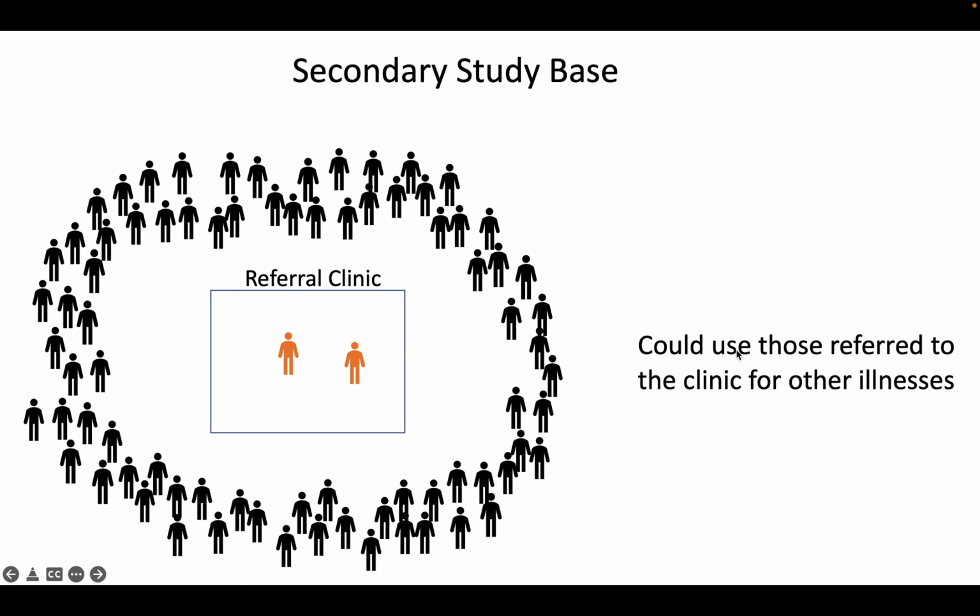One way to get around that is to use those that are referred to a clinic for other reasons other than the disease of interest. So if this is a gastroenterologist, a stomach doctor, and these people have colon cancer, and this person gets referred for a different disease, not colon cancer, but for some other illness like pancreatic cancer or IBS, then it's possible they could be a good control, because we have evidence that if they had colon cancer, they would probably get referred here because they got referred here for something else. So that's probably where they would have gotten referred if they had gotten the illness.